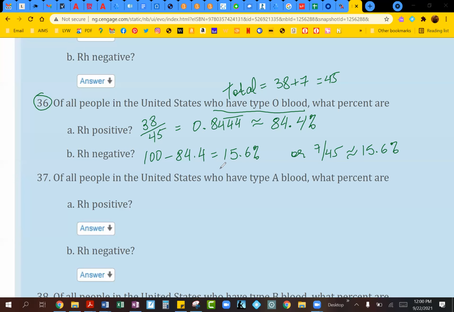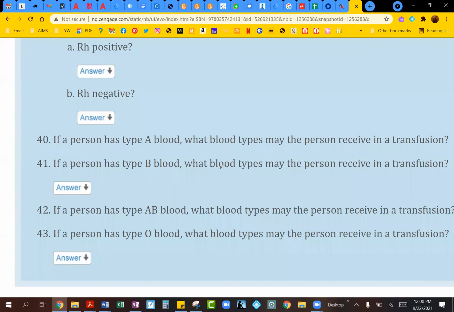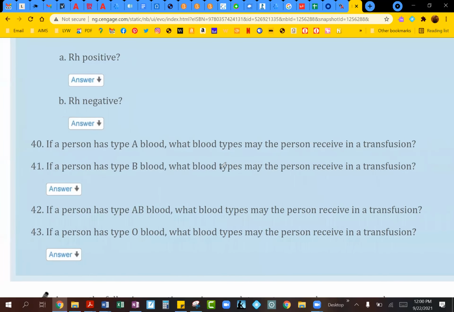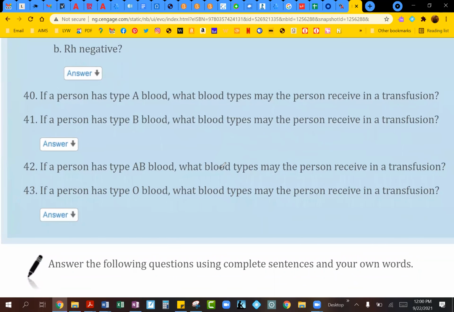And then let's see, one more example I wanted to look at, and this one, let me go ahead and save this, is going to be number 42 here, but this is not really based on the table. This is more of a concept question again. So number 42, they're asking if a person has type AB blood, what blood types may a person receive in a transfusion? So basically, who can this person get a transfusion from?